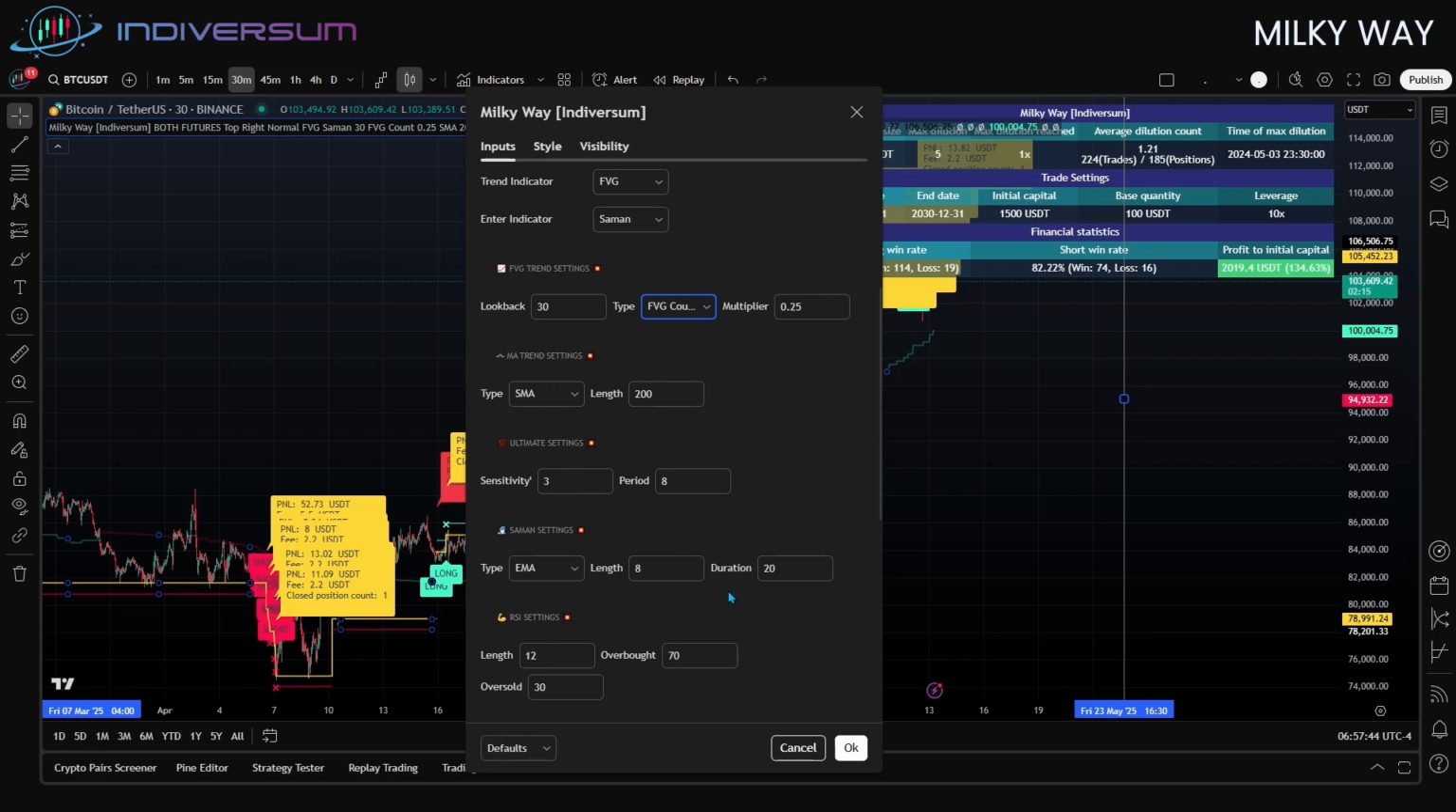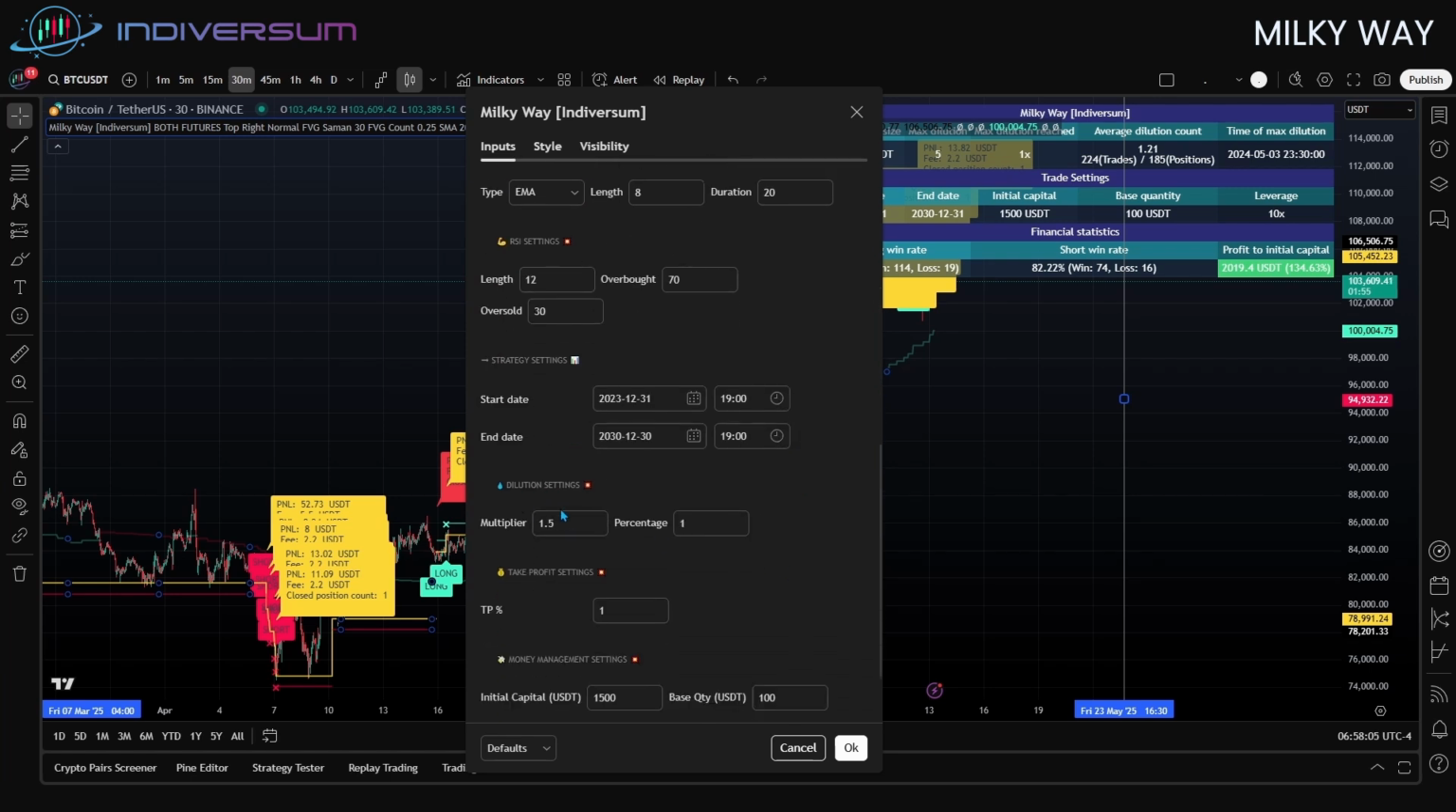still staying agile. Now to the Saman settings, which control how our entries get confirmed. We're using EMA as the base type, with a length of 8 and a duration of 20. This configuration gives us a smooth but responsive trigger, great for catching continuation trades without getting chopped up. Let's slide into dilution settings. The multiplier is set to 1.5, and the percentage is 1, so the system adds to positions in a controlled way, scaling gradually rather than going full tilt. This keeps risk exposure more manageable while still increasing size when conditions are favorable.